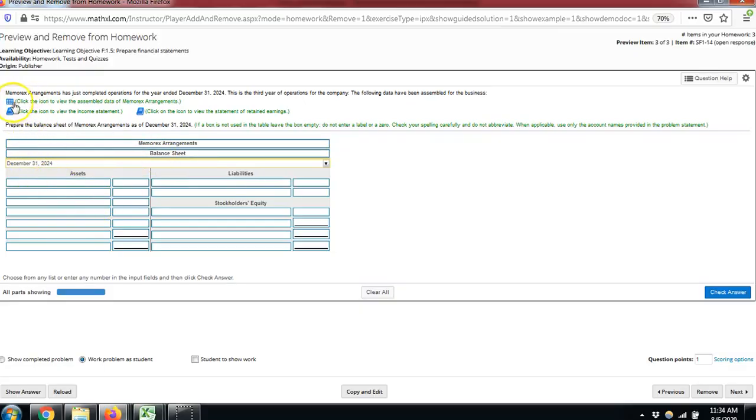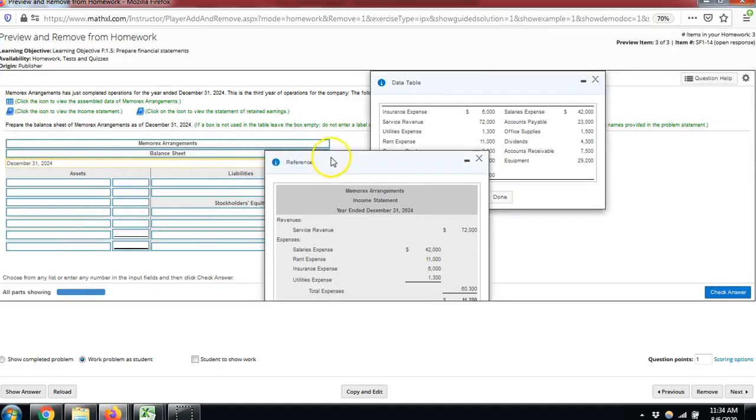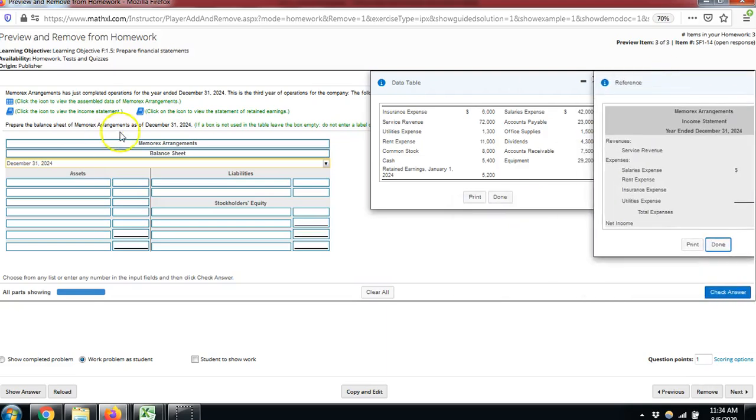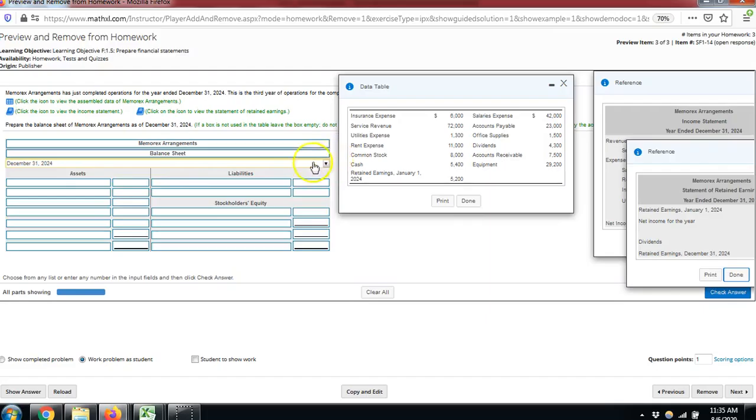So let's open up our information. So we have our account balances, we have our income statement, and we have our statement of retained earnings. I'll keep those to the side for now. So let's start with the account balances. So what are our assets? Insurance expense, no, that's already been in the income statement. Revenues, in the income statement. Okay, so we come down to cash. So the first asset that we're going to list is cash of 5,400.